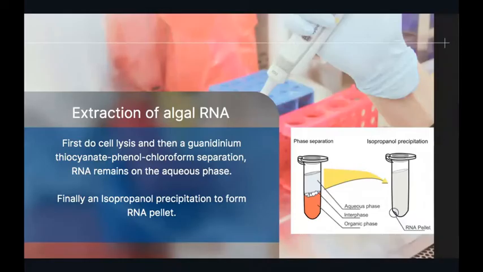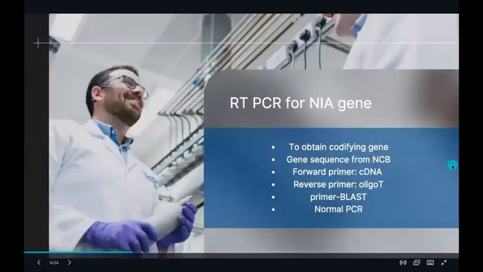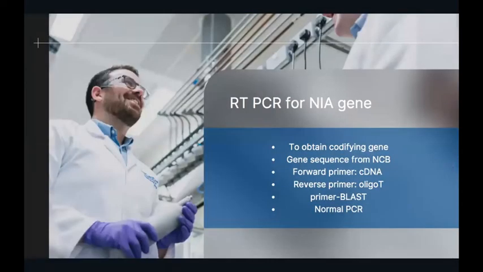For RNA extraction, we will do a cell lysis and then use the TRIzol reagent, that is a guanidine thiocyanate phenol chloroform, to do a separation where the RNA remains on the aqueous phase, as we can see here, and then we use a precipitation with isopropanol so that our RNA stays here. Then we proceed to do our reverse transcription, where we will be using reverse transcriptase as the method to convert our RNA into a complementary cDNA.